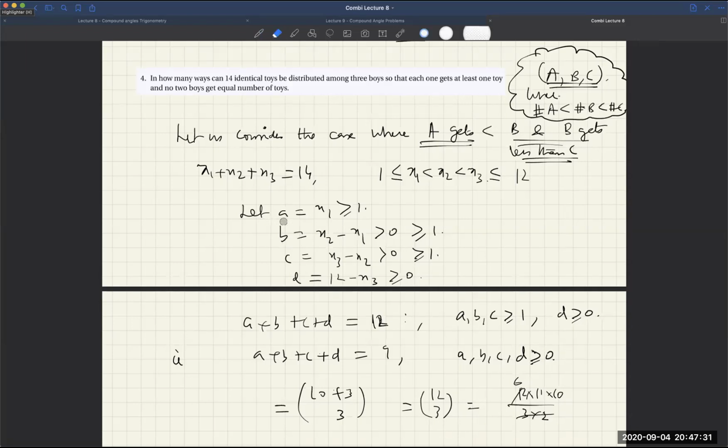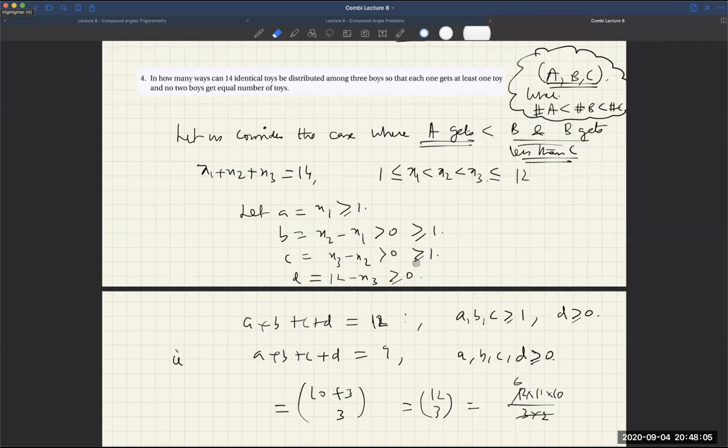So 12C3 is the total number of possibilities. I got 12C3 as the total number, and I subtracted the cases where they are equal. Oh yes, you're right, I didn't take care of that. No, but I have taken care of that. Here, I have taken them as greater than 0, so they are not equal actually. If they are equal, then they should be greater than.